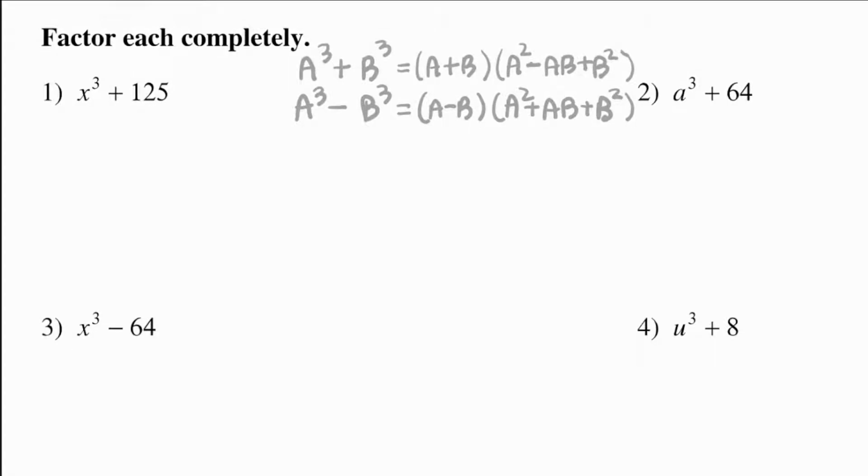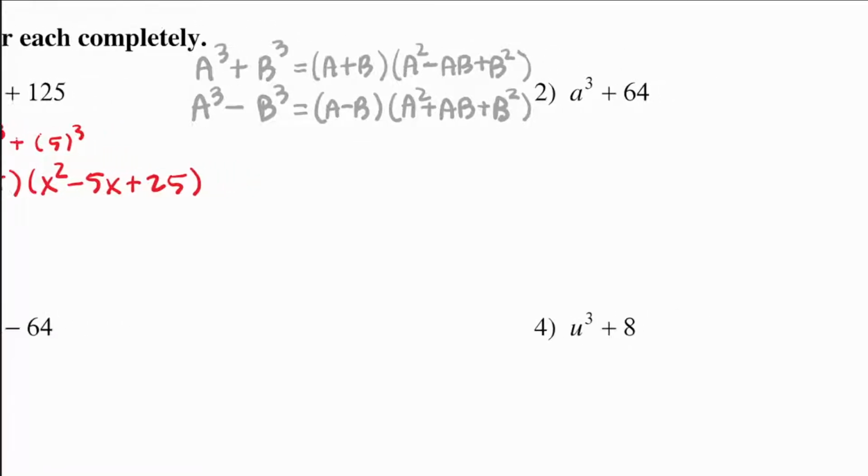Okay, so for x to the 3 plus 125, I'm going to start off by identifying what am I cubing. This is x cubed plus 5 cubed. So, I'm going to use that formula, and a is going to be x and b is going to be 5. So I've got x plus 5 multiplied by x squared minus 5 times x plus 5 squared.